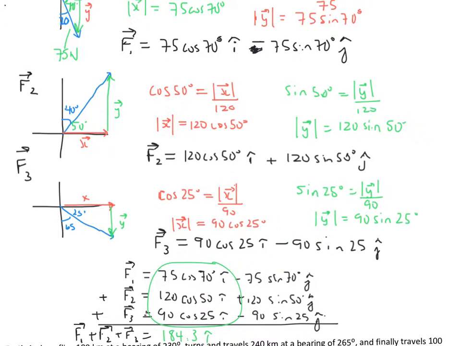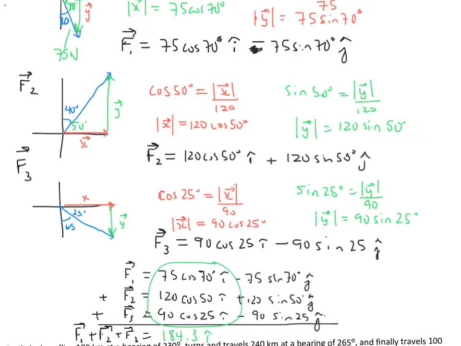Okay, when I added those together, I got 184.3, and that's an i hat there. And then I'm going to do the same thing with my y components. I'm going to take that negative 75, and multiply that by the sine of 70. And to that, I'm going to add 120 times the sine of 50. And then I'm going to subtract 90 times the sine of 25. And I get 124.4. And I'm just going to double check that and make sure I haven't made any mistakes with it.